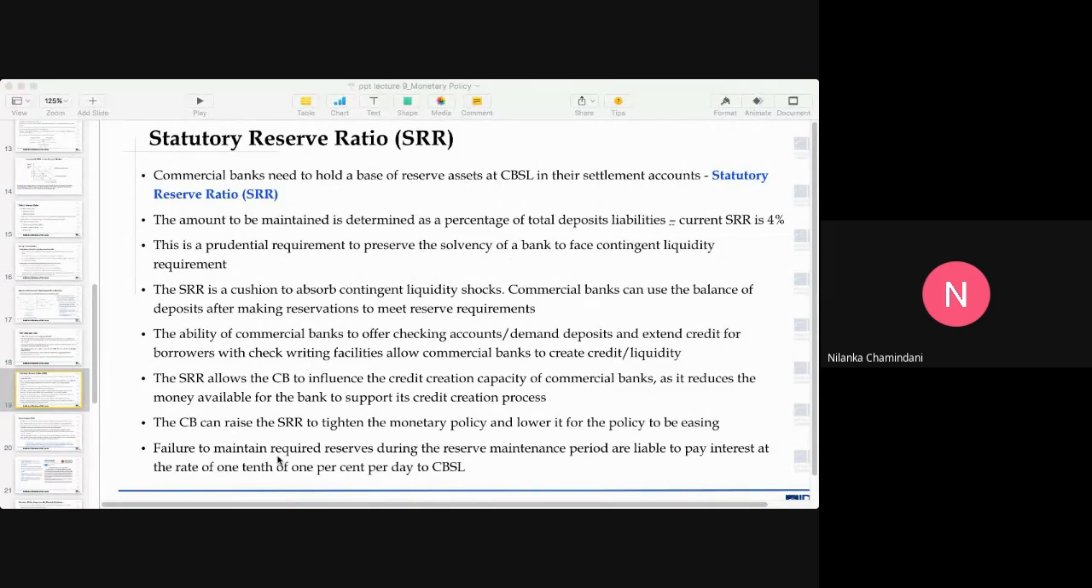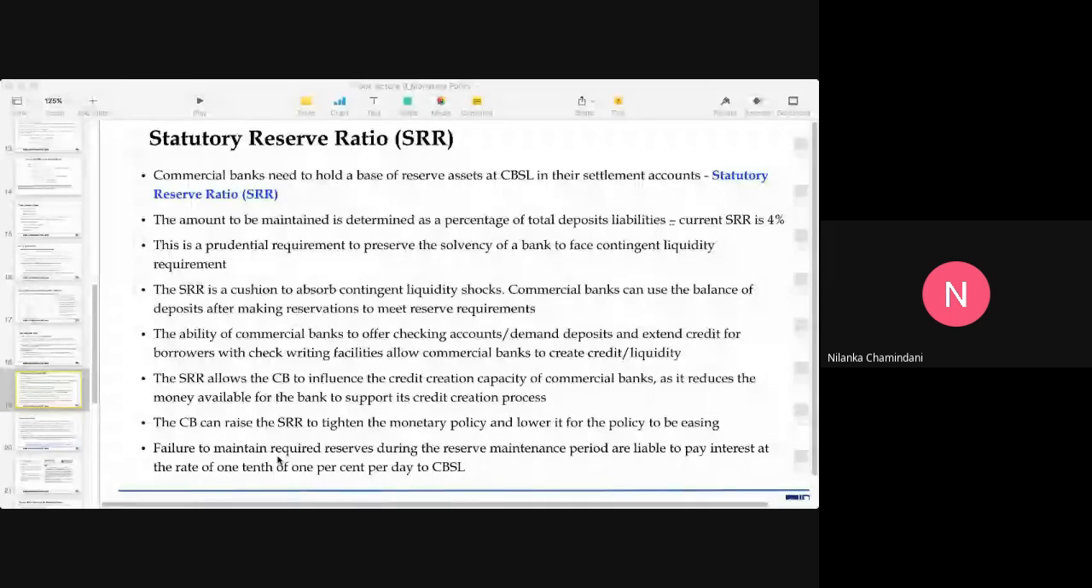Okay, so I already mentioned that commercial banks need to hold a base of reserve assets at the central bank in their settlement account, which is a ratio of the overall value of their demand deposits. The statutory reserve ratio at present is 4%. The amount they have to maintain is determined as a percentage of the total deposit liabilities of the commercial banks. So 4% of their deposit liabilities they have to keep with the central bank in their settlement accounts. That is the requirement.